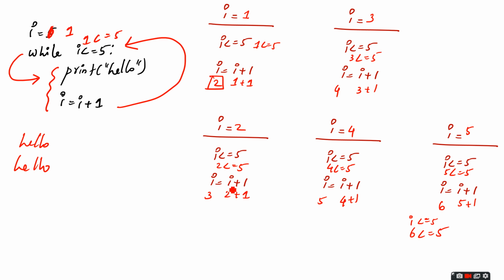Again, we will update the value of I. I equal to I plus 1. 2 plus 1, it is 3. Again, we will go back to the loop. Next value of I is 3. 3 less than or equal to 5. Condition true. We will come inside the loop.